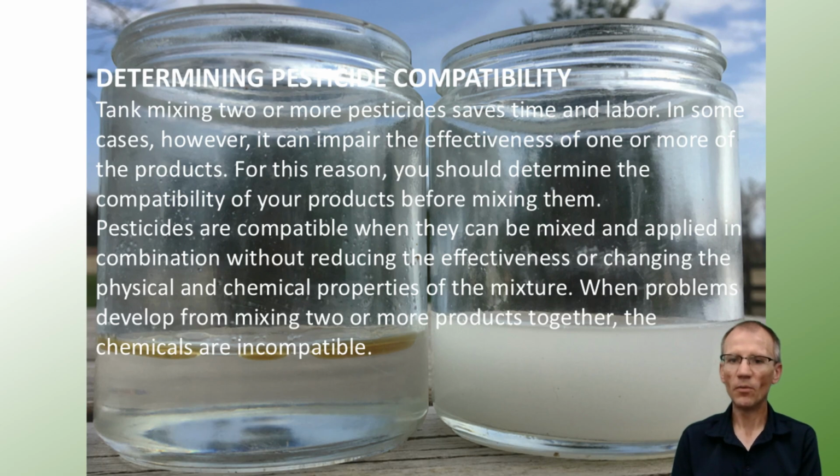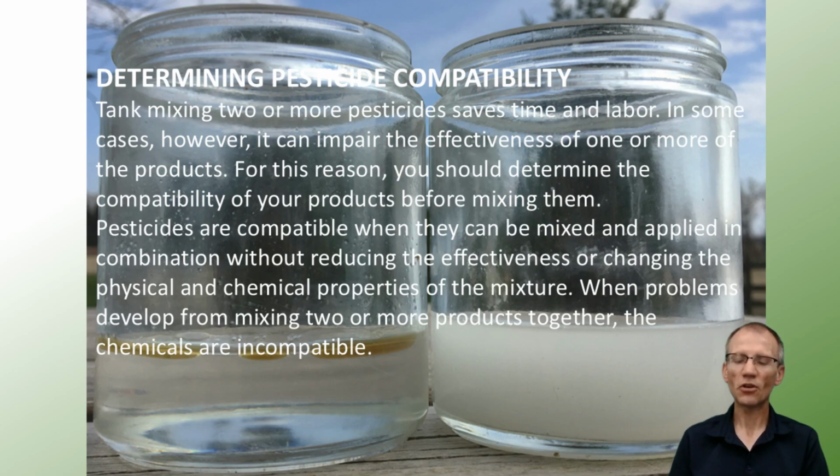Pesticides are compatible when they can be mixed and applied in combination without reducing the effectiveness or changing the physical and chemical properties of the mixture. When problems develop from mixing two or more products together, the chemicals are incompatible. I guess we're going back to chemistry class like you did in school, but you have to think about it. You can't mix two products that are incompatible.